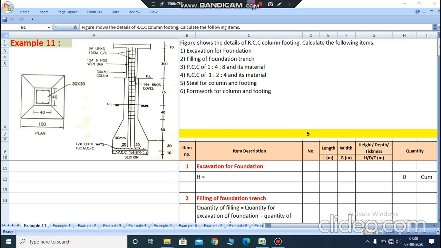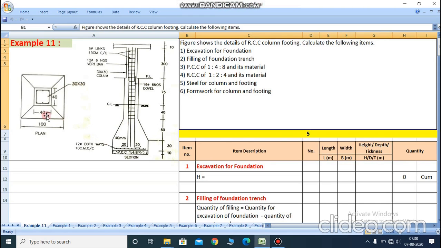calculate the total quantity of the steel for a column and footing, and sixth we calculate the formwork for a column and footing. So here in the figure, the plan and cross section are given and all the dimensions are in centimeters. So first we start with the excavation for a foundation.